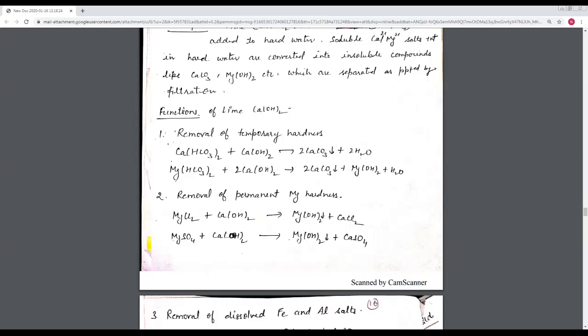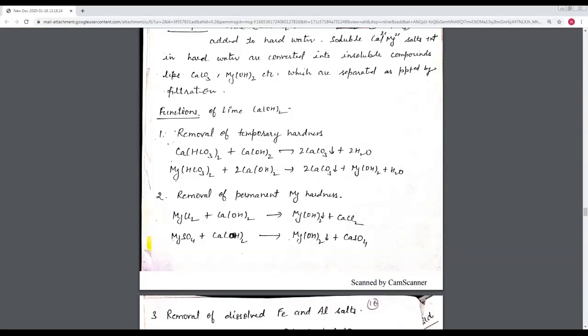So first reaction, calcium bicarbonate plus calcium hydroxide. Calcium bicarbonate reacts with calcium hydroxide and gives calcium carbonate. Here the arrow shows that it is a precipitate. So firstly, the calcium bicarbonate is converted into calcium carbonate by reaction with calcium hydroxide. And second, magnesium bicarbonate also reacts with calcium hydroxide and gives calcium carbonate and magnesium hydroxide. And these two are in the precipitated form.